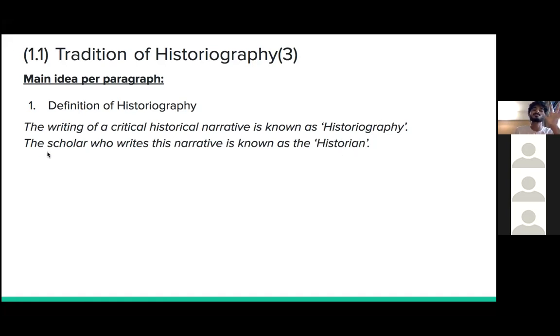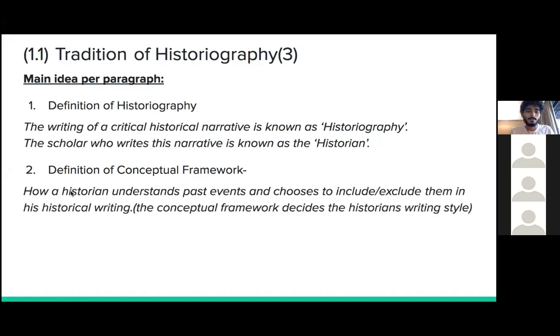So that's the first thing we need to know in the first paragraph. Then we go on to the most important thing, which is the definition of a conceptual framework. That's what the second paragraph tells us: what is a conceptual framework? Essentially, what Prachi said, it's that only. How a historian understands past events and then chooses to include or exclude them in his or her historical writing. So the conceptual framework decides the historian's writing style.